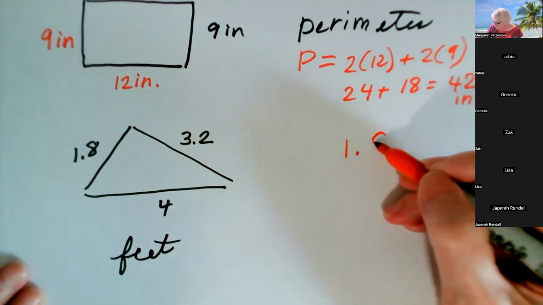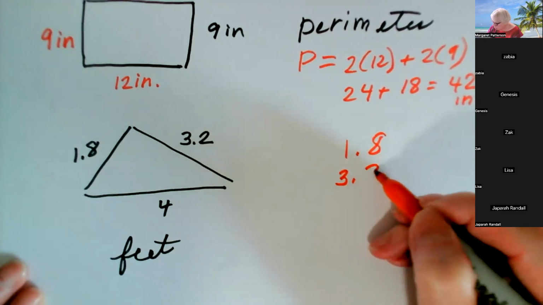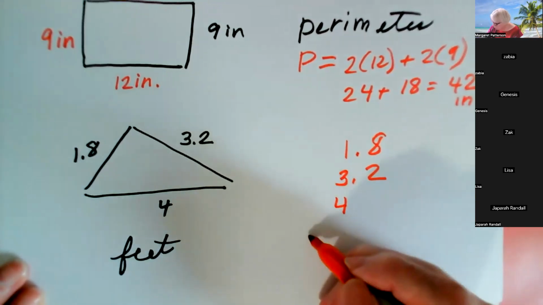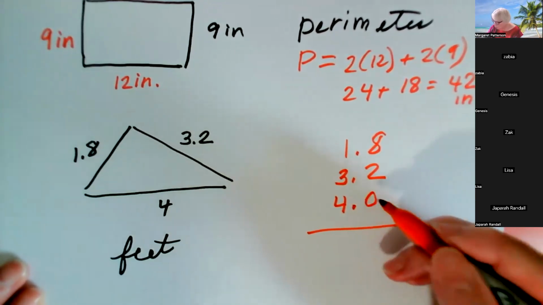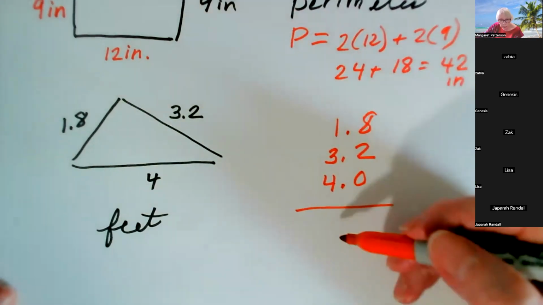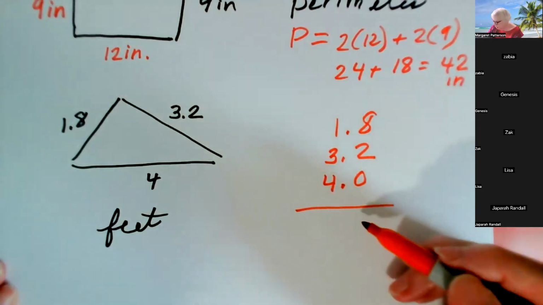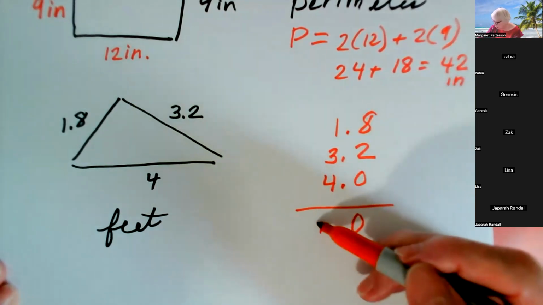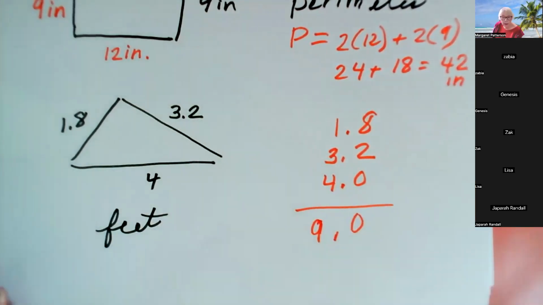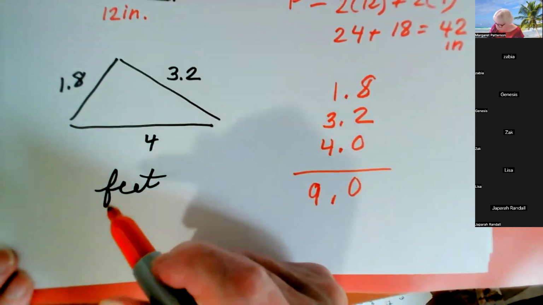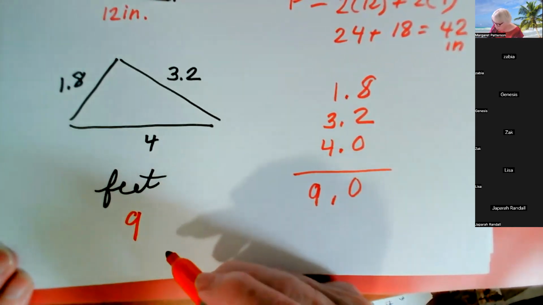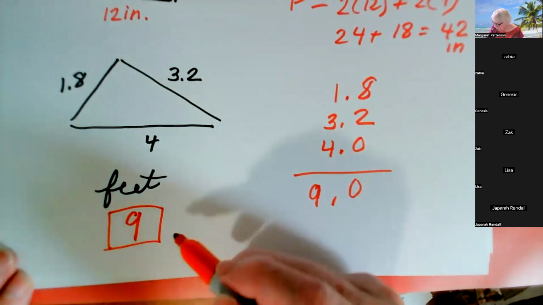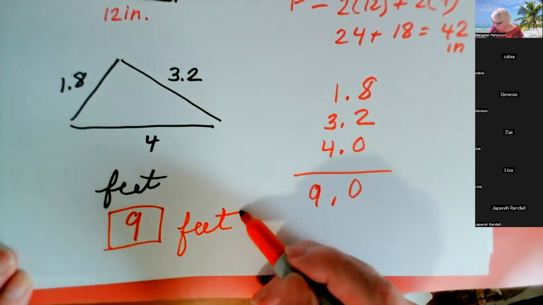So 1.8, 3.2, and the 4, which is actually 4.0 if you want to line them up properly. So 8 and 2 is 10, carry a 1. This is 4, 8, 9. So I'm getting 9.0. I think they would just expect you to put in 9. Then they'd probably have the word feet here.